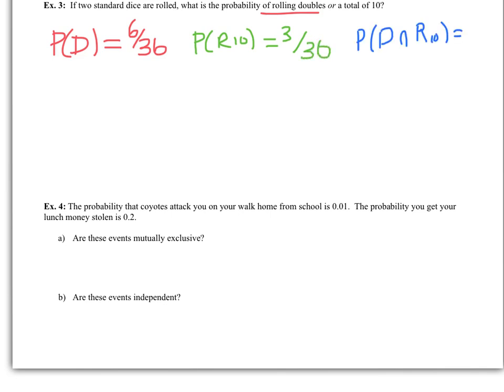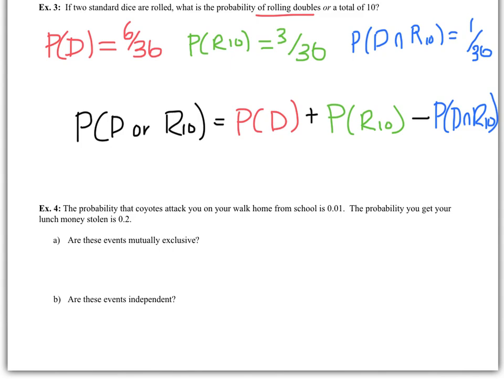And now let's consider the probability of these two events happening at the same time. So the probability of rolling doubles and the probability of rolling a 10. Now this is just 1 over 36 for the case of 5 and 5, which is both doubles and summing to 10. And so let's consider the formula that we just learned.